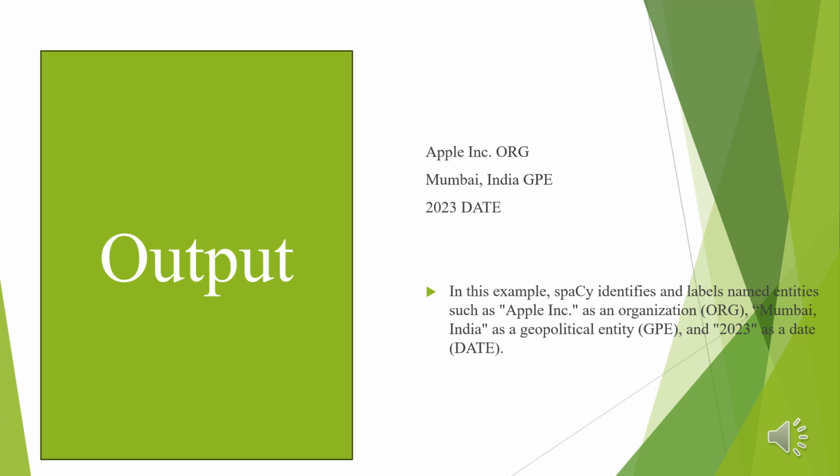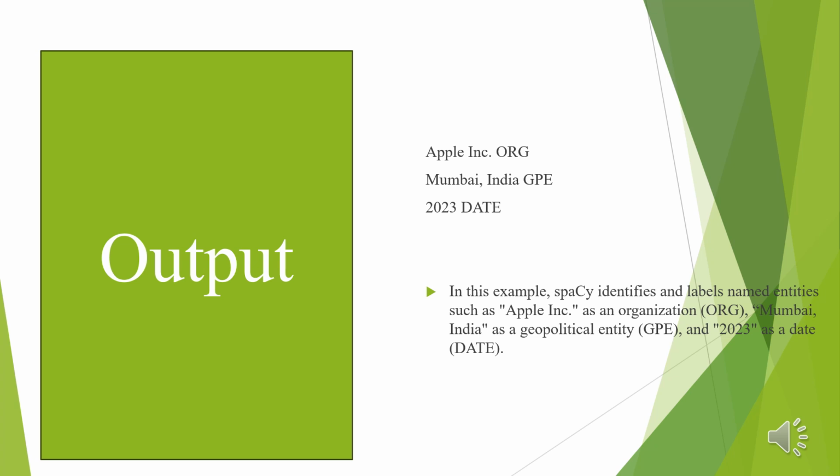Mumbai, India is recognized as a geopolitical entity, which is a location, such as a city, country, or region. And 2023 is recognized as a date, which is a time-related reference. Now, why did we choose named entity recognition, and why is it important?